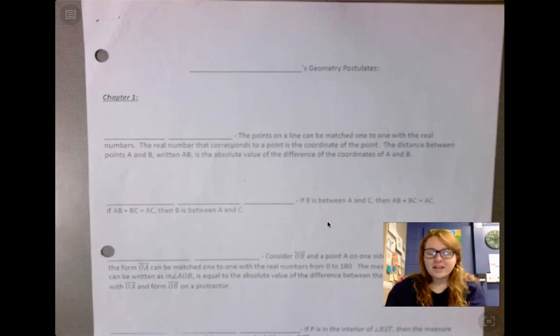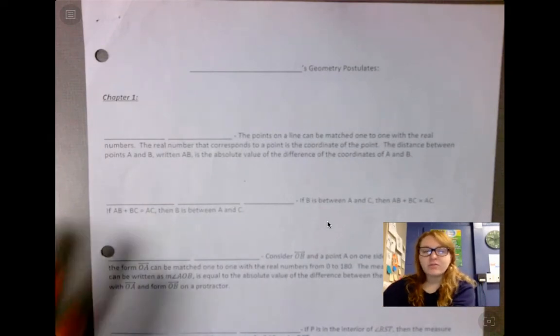Good morning, kiddos. Today we are going to go over our geometry postulates that will help you on the test. So this is our first cheat sheet out of 2.